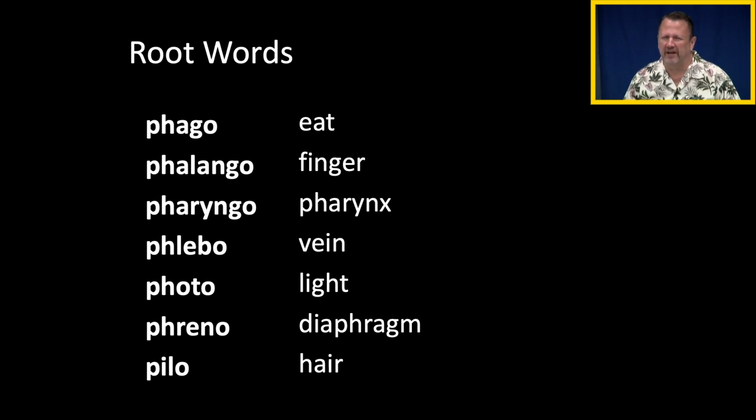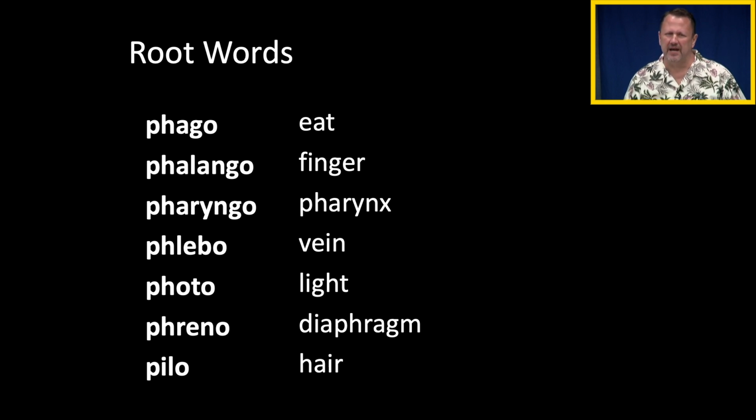Phlebo has to do with veins, so a phlebotomist is someone who draws blood from a vein. A photo, as in photon, is light. A photograph refers to light. Phreno has to do with the diaphragm. The diaphragm is the muscle that separates the thorax from the abdomen, and contracting that diaphragm is what expands the volume in the thorax, causing the lungs to expand and air to come in. And so we'll hear about phrenic nerves that are involved in the diaphragm. And so phreno refers to diaphragm.